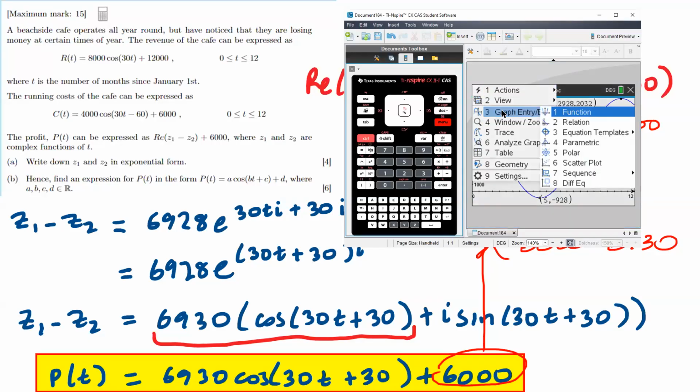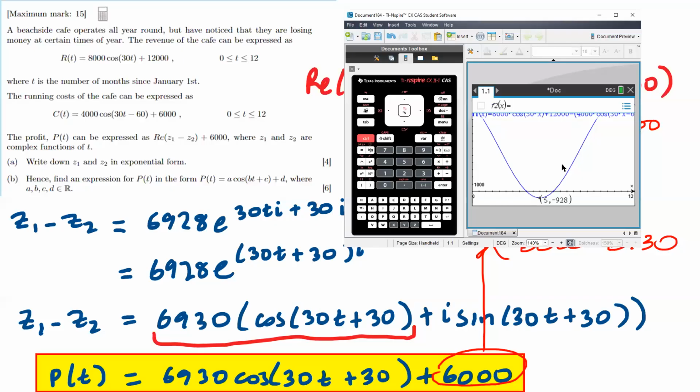So I'm just going to go into the menu, graph entry, edit, and I'm going to type in the function here: 6,930 multiplied by the cosine of 30x plus 6,000. So this is the same function, but without any phase shift. And I can see it looks like that. And all I would have to do here is take the maximum value of this and see how far I would have to shift that to map it onto the maximum value of our particular function here.